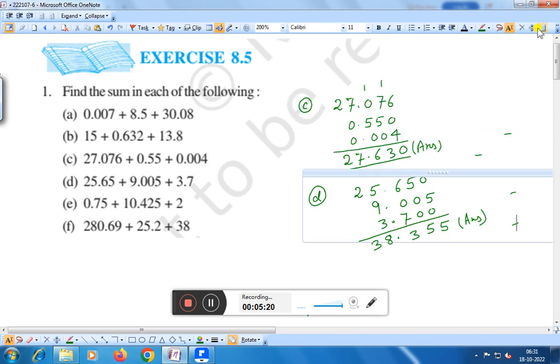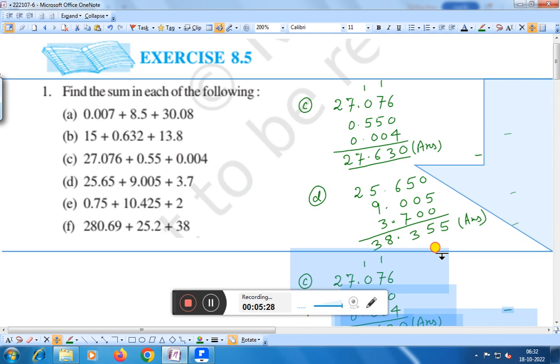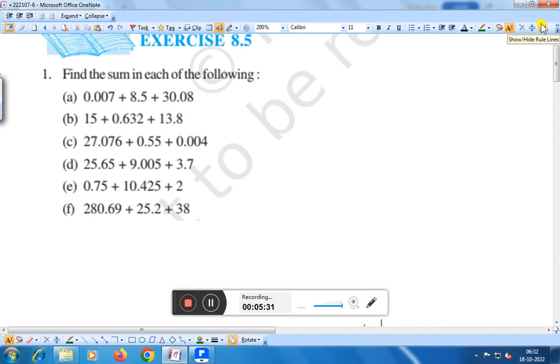Next one is question number E. Then question number E is, here you see, 0.75, 10.425, and 2, that is 2.000 you can write, and here also you can write 0.